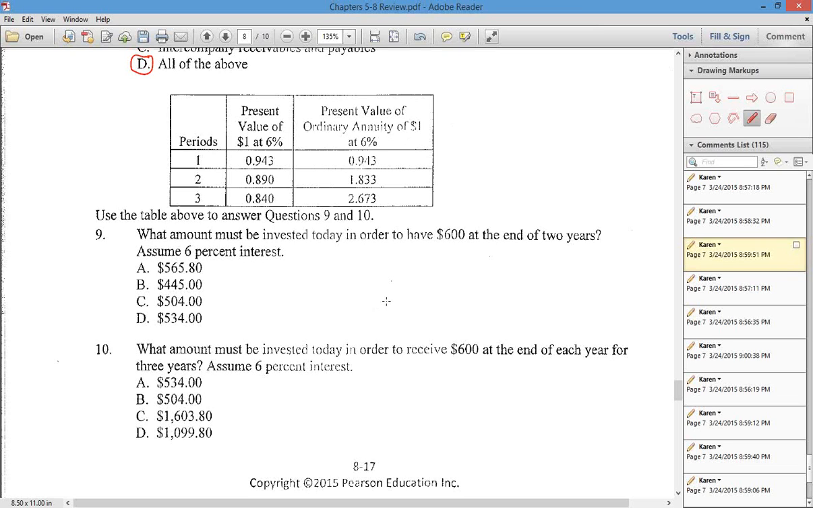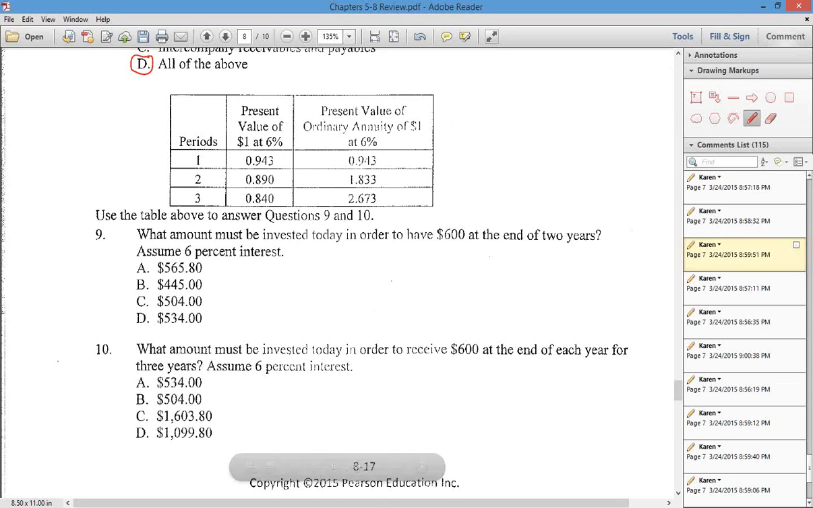So we want to, at the end of 2 years, get $600. How much do I need to put in the bank today? That's 9. And then 10 is, how much would I have to put in the bank today? I'm going to put one amount in the bank, and then I'm going to get $600 at the end of year 1, $600 at the end of year 2, and $600 at the end of year 3, or a total of $1,800. So in number 9, I'm going to get $600 at the end of 2 years, and in the second one, I'm going to get $600 at the end of year 1, $600 at the end of year 2, and $600 at the end of year 3. How much do I have to put in today to make that happen?